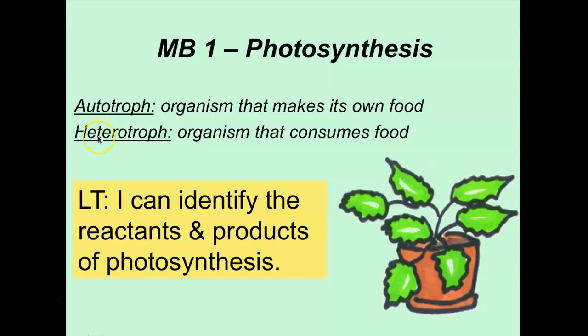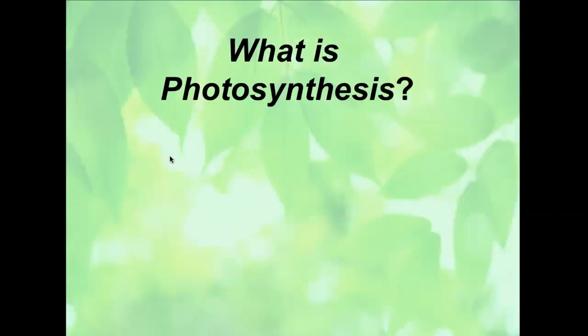Autotroph and heterotroph. So your stem, auto means self, hetero means different, and troph means feeding or nourishment. So an organism that makes its own food, such as a plant, is going to be an autotroph. An organism that consumes food, it has to find food from other sources, like people, are going to be heterotrophs. So in this section, we're going to be specifically looking at photosynthesis and autotrophs.